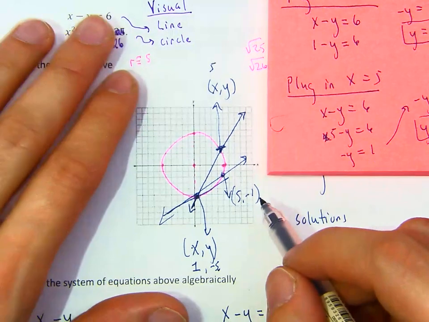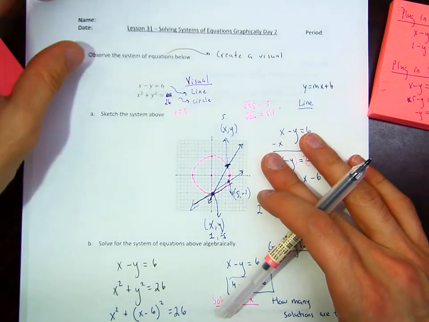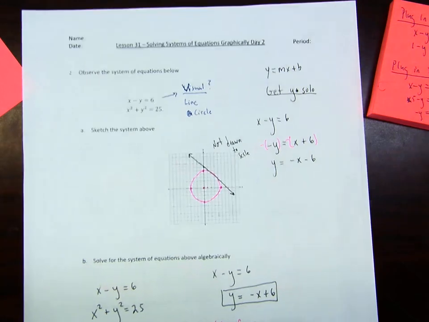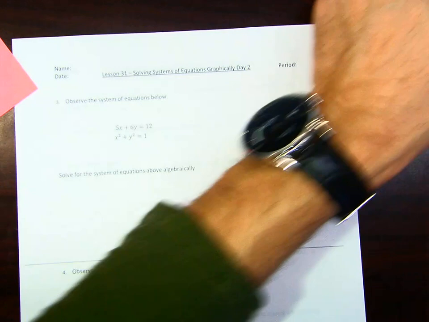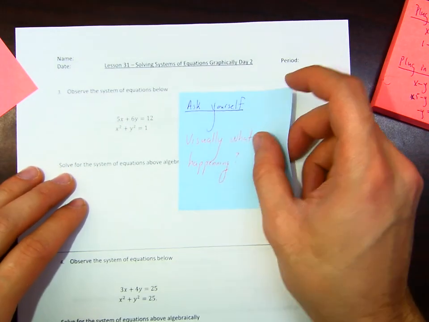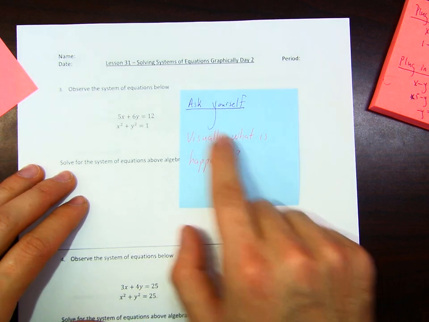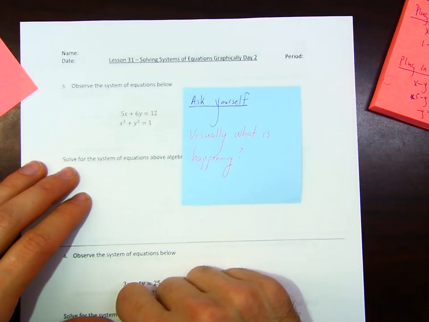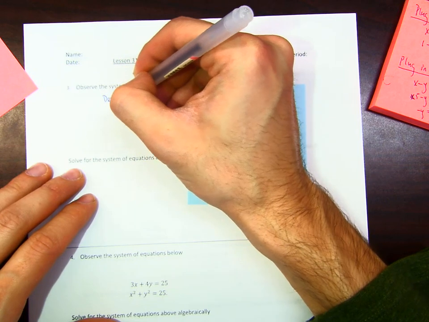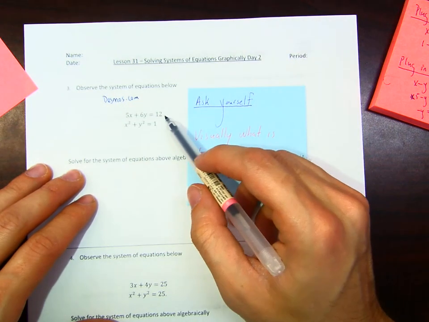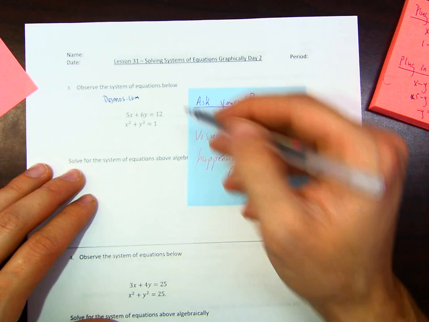All right, I hope this helped. What I want you to do is, for the next questions, try and do question 3. What I always want you to do is ask yourself visually what is happening, okay? And try and solve for this system of equations. If you want, you could go to desmos.com and plug in these two graphs into Desmos to visually see what's happening. Okay? Good luck.